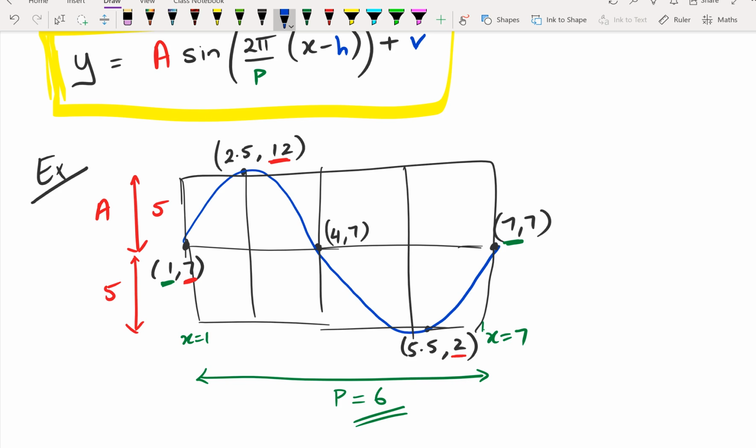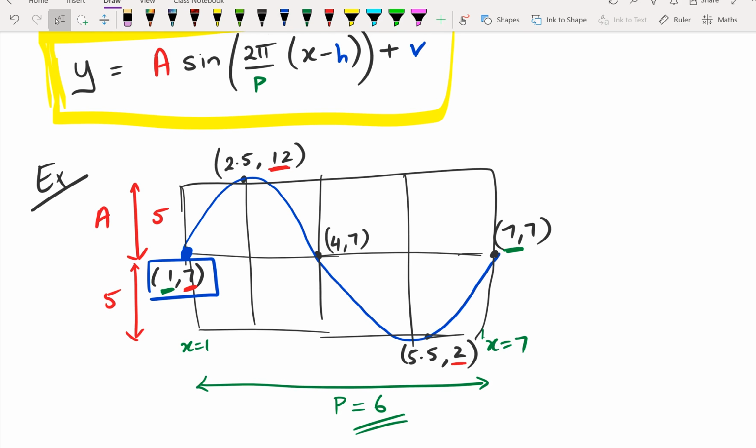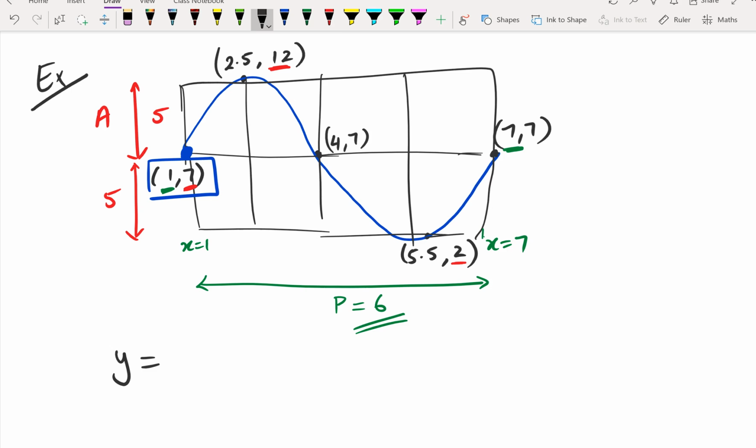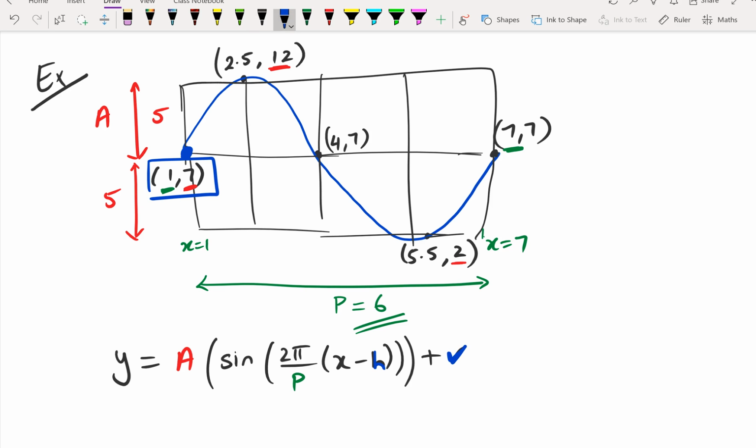Finally, I need my starting point. And as you can see, my starting point is (1, 7), which means I've got my equation. So what do we got? I know that the equation is y equals a sine of 2 pi divided by p, then x minus h, plus v. And I think the h and v is in blue.